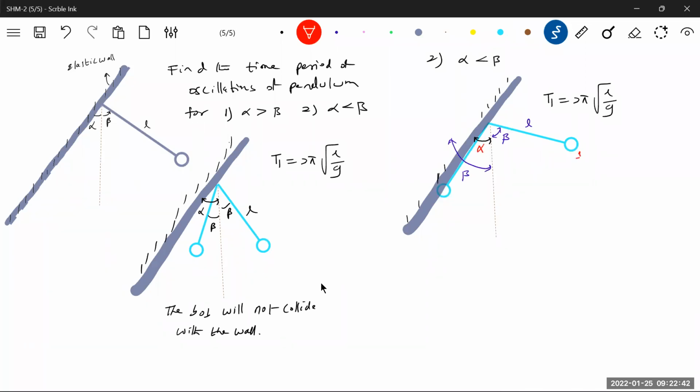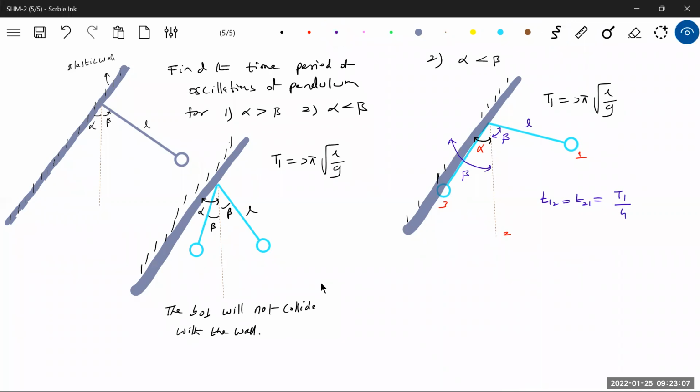Now we'll take the positions 1, this is 2, this is 3. Time taken to move from 1 to 2 will be 1/4 of the time period of oscillation. So what is the time taken to move from 1 to 2? Should be 1/4 of this one.